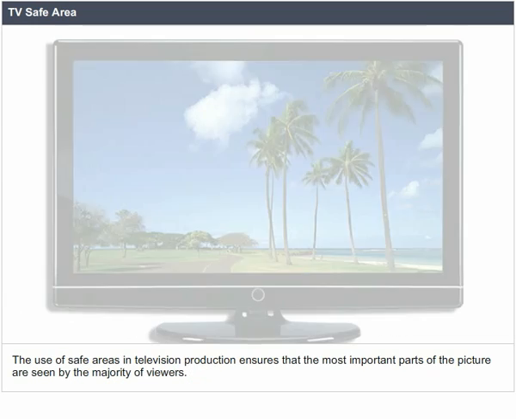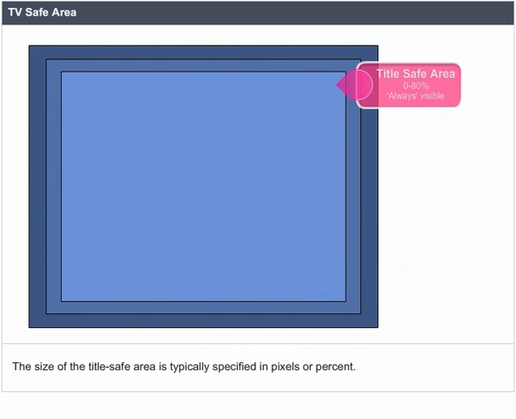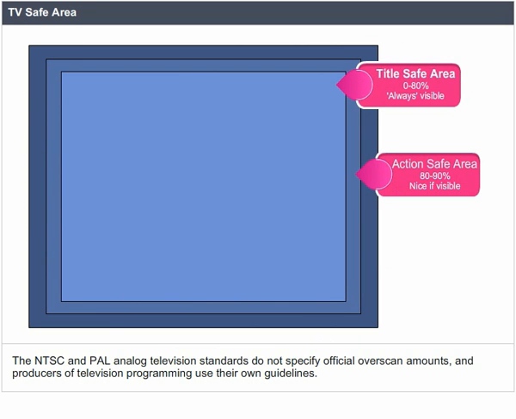The use of safe areas in television production ensures that the most important parts of the picture are seen by the majority of viewers. The size of the title safe area is typically specified in pixels or percent. The NTSC and PAL analog television standards do not specify official overscan amounts, and producers of television programming use their own guidelines.